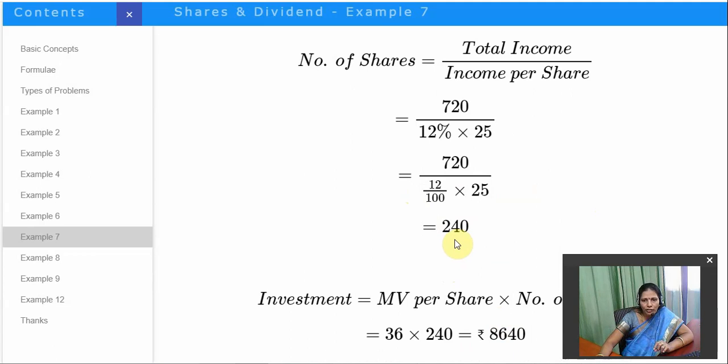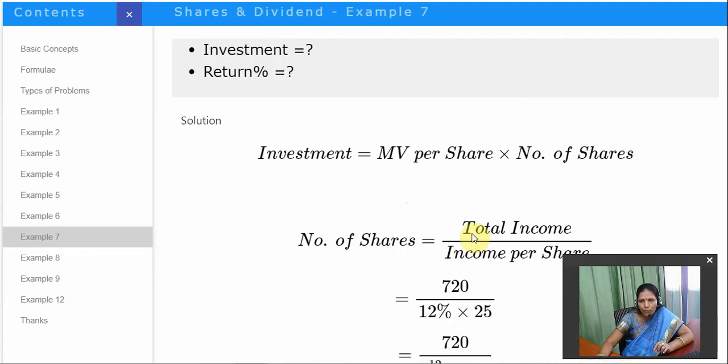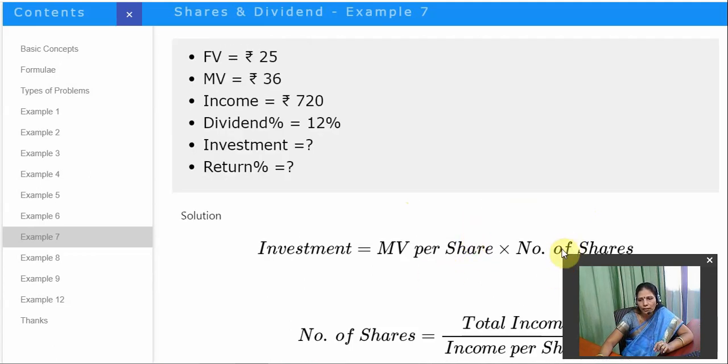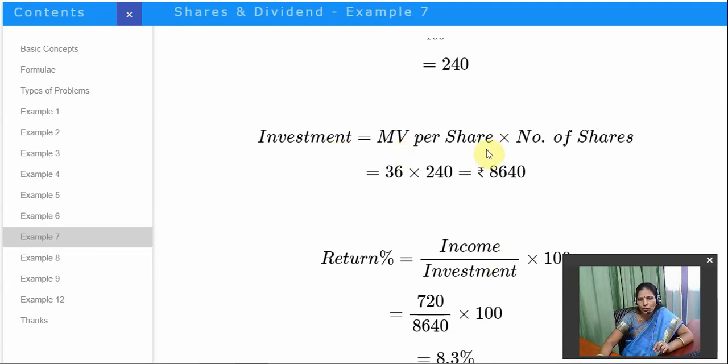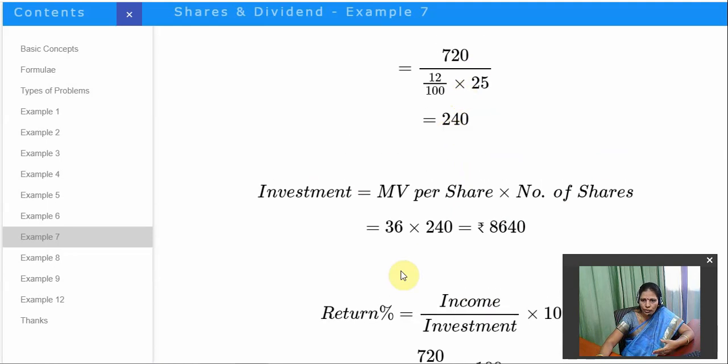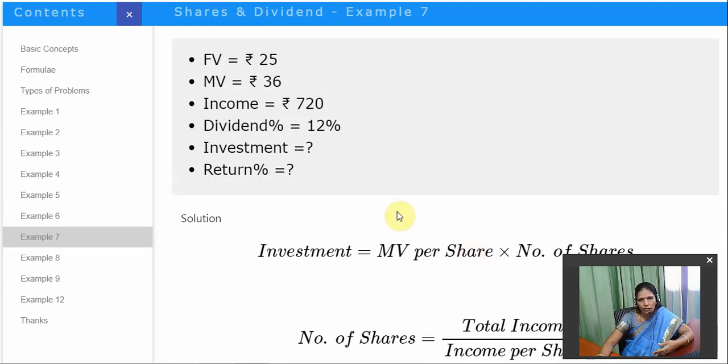And now I told you, after finding the number of shares, you need to substitute here. So that is what I have done here. So investment is equal to market value per share into number of shares. So market value per share is already there in the given data, into the number of shares which we found here. So you are substituting and finding the investment. So the first subdivision is over. So you found what is the investment.